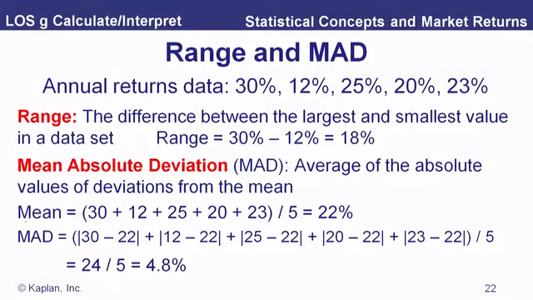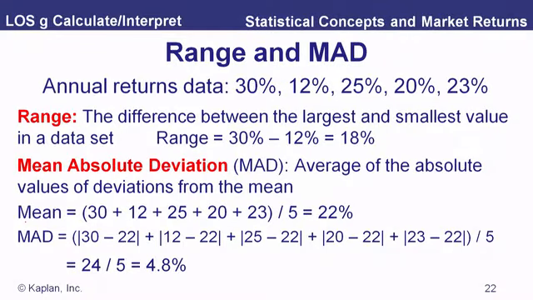A couple more terms, easy ones here, the range and mean absolute deviation. The range is just from the biggest to the smallest. It's a distance. How far are they? So what's our range for these values here? Well, our lowest is 12%, and our highest is 30%. How far apart are they? They're 18% apart. So that's the range. It's just another term, another way to say something about a data set.